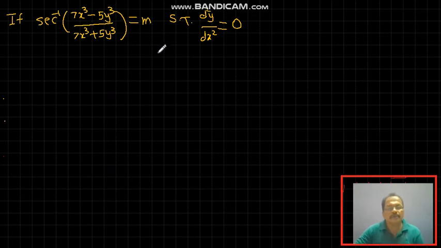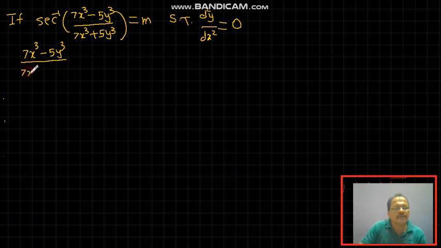Let us take the next problem. If sec inverse of 7x cube minus 5y cube upon 7x cube plus 5y cube is equal to m, then show that d2y by dx square is equal to 0. Since we have this sec inverse bracket is equal to m, I can write 7x cube minus 5y cube upon 7x cube plus 5y cube is equal to sec m.